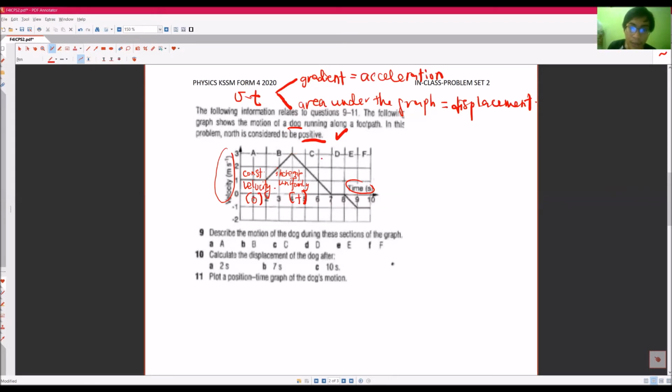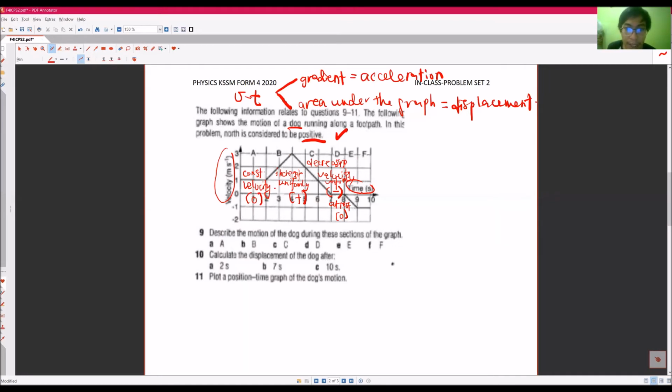C is decreasing. It's not moving in the opposite direction, sorry. It's decreasing velocity uniformly, so it has a negative constant gradient. So it's slowing down basically, before it comes to a stop at D, at rest. Here it comes to rest because the velocity is zero and the acceleration is also zero.